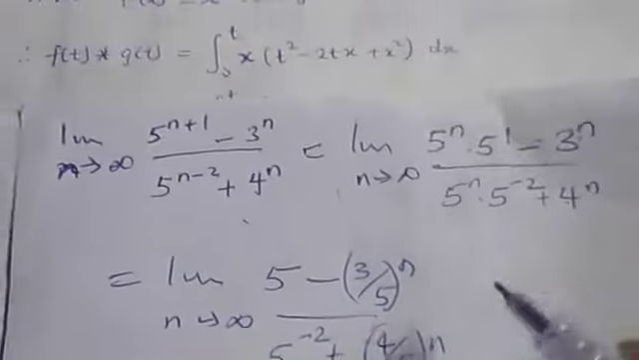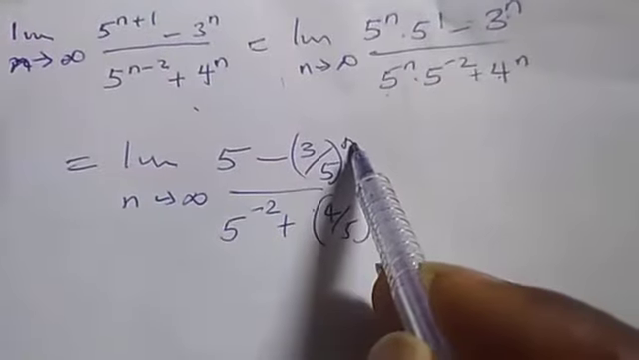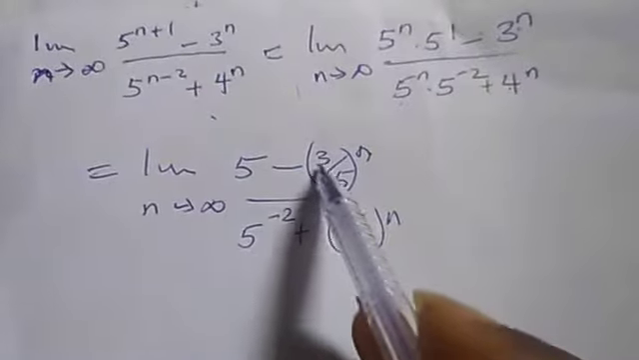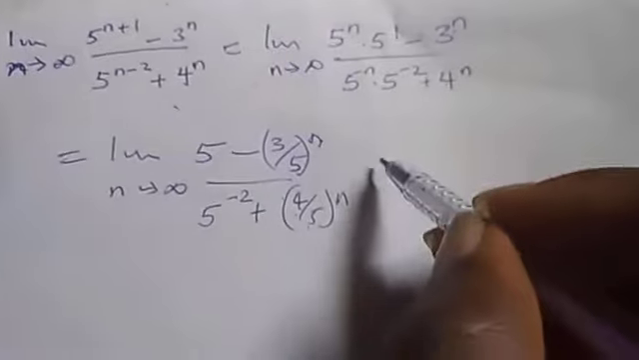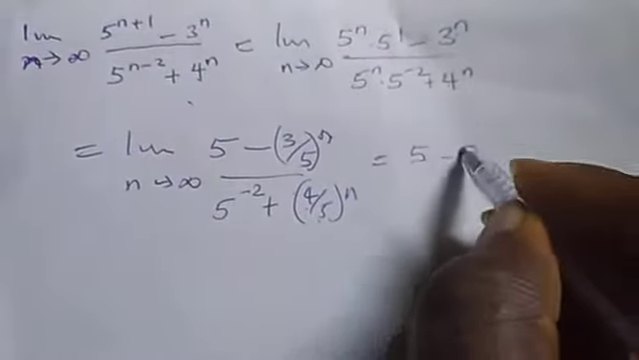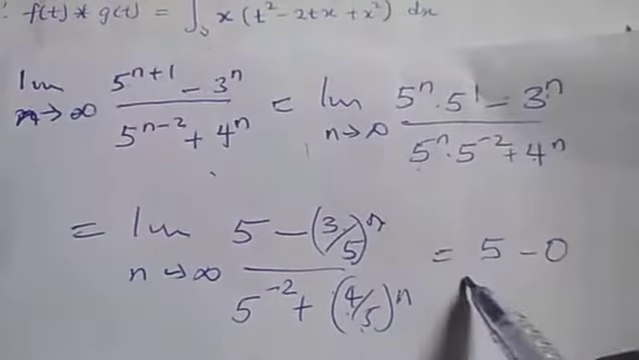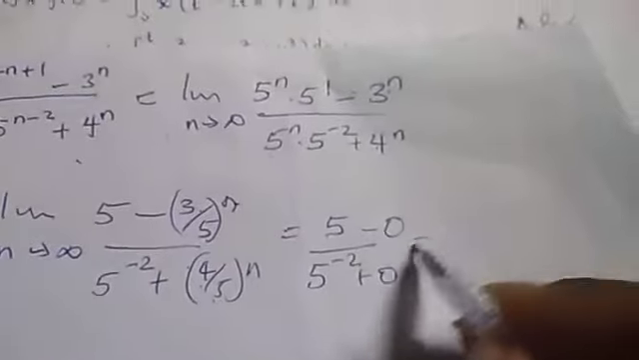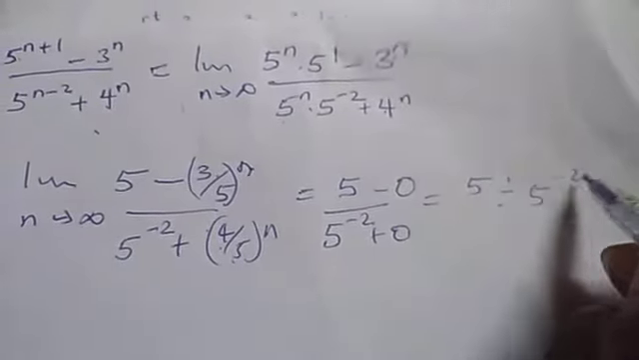As we have said before, anything raised to power infinity is 0 if the number is a proper fraction. You can see this is a proper fraction. So as n tends to infinity, what we are going to have left is 5 minus 0. It will be 0 because this is a proper fraction raised to power infinity, over 5 raised to power minus 2 plus 0.